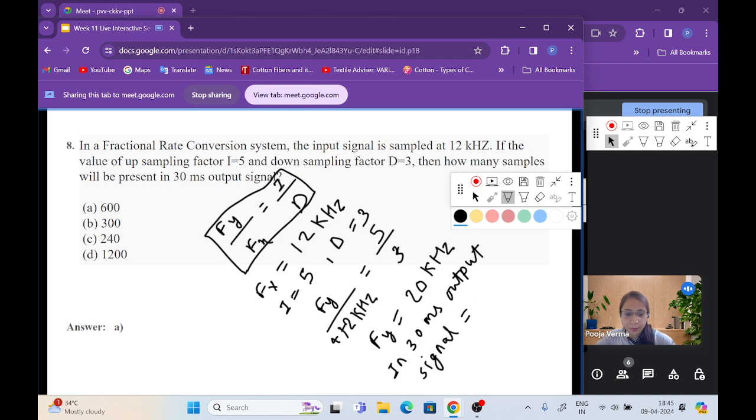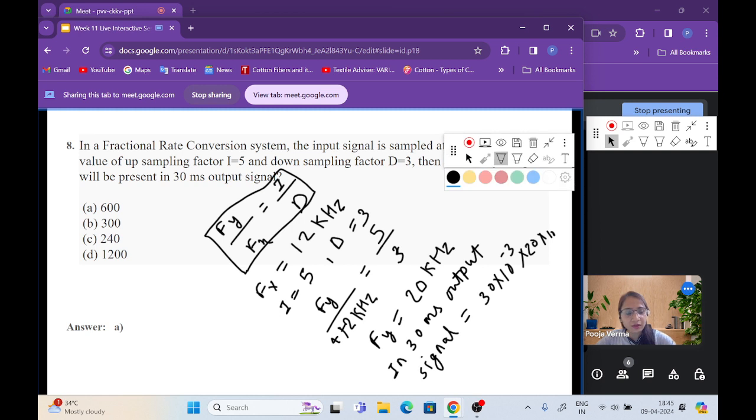Number of samples are 30 milliseconds multiplied by 20 kilohertz. The output sampling frequency is given. So how many samples are present? That is 600 samples will be there in the output signal. Okay, so here option A is the correct answer.